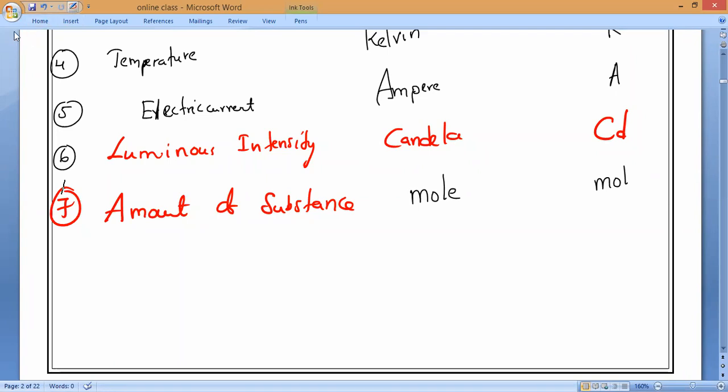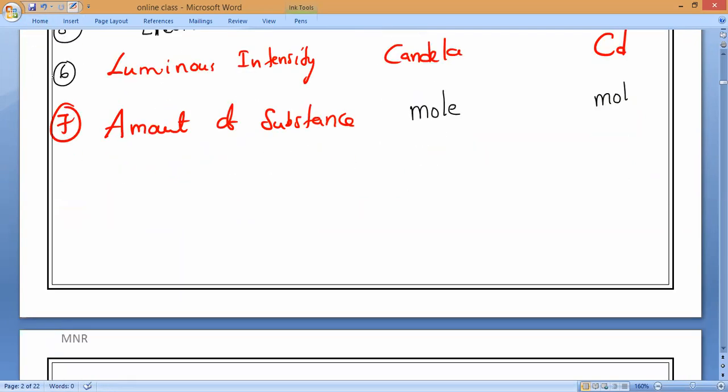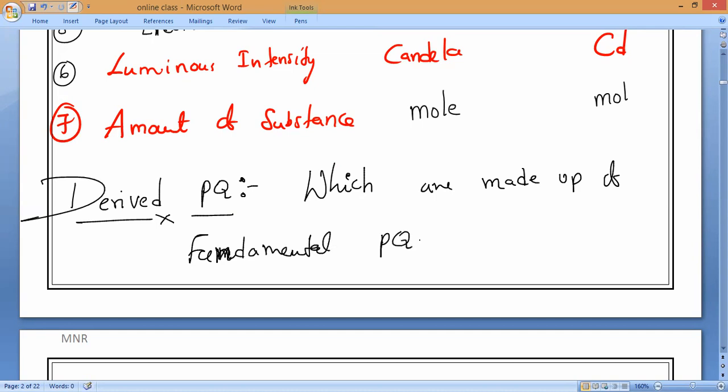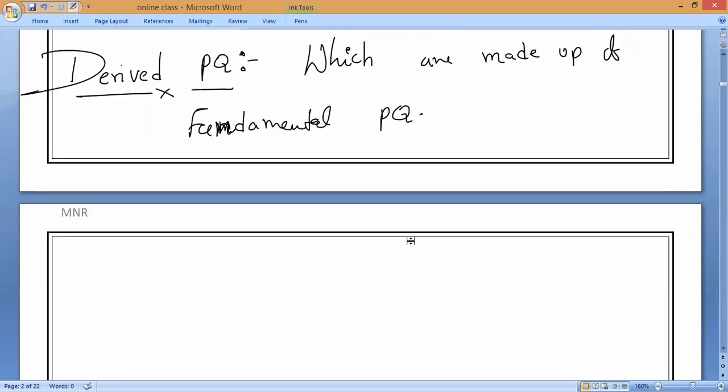Clear? So these 7 are called what physical quantities? Fundamental physical quantities. With the help of these fundamental physical quantities, we are going to derive new things. The quantities which are made up of fundamental physical quantities, what are they called? They are called derived physical quantities.